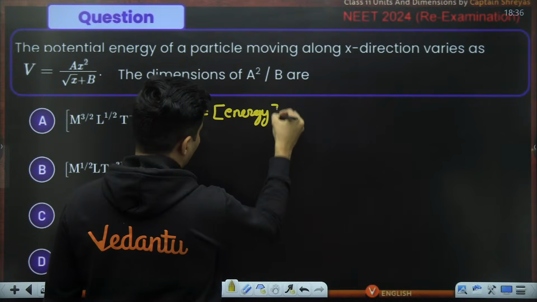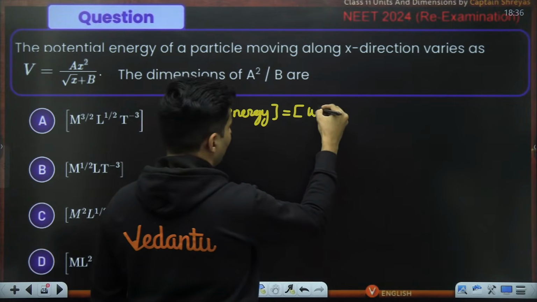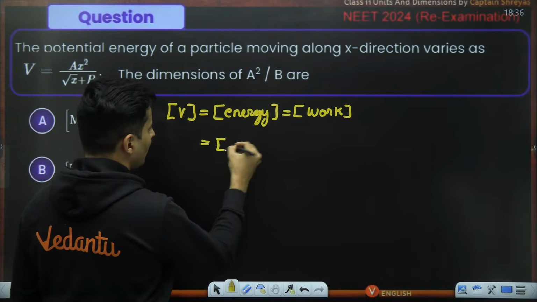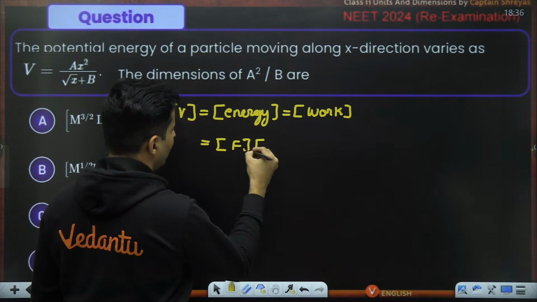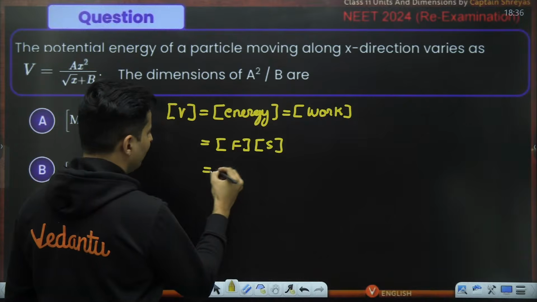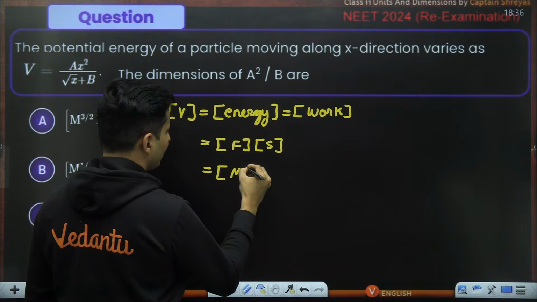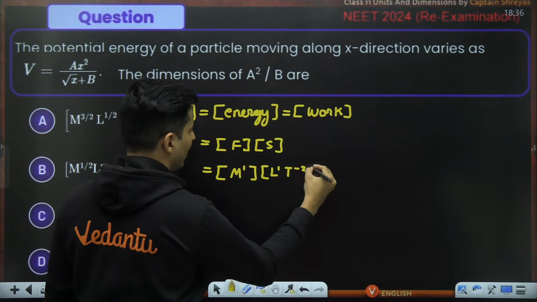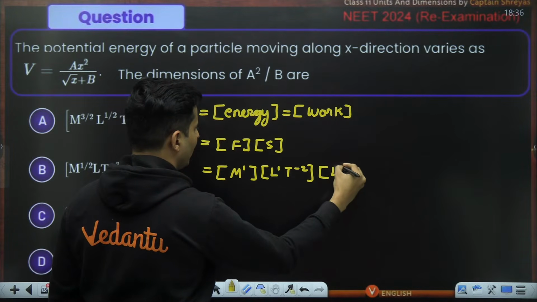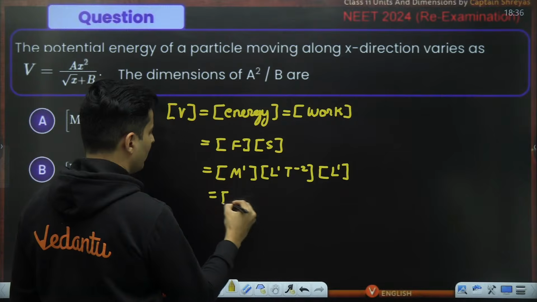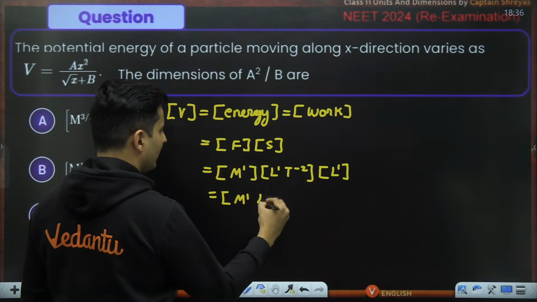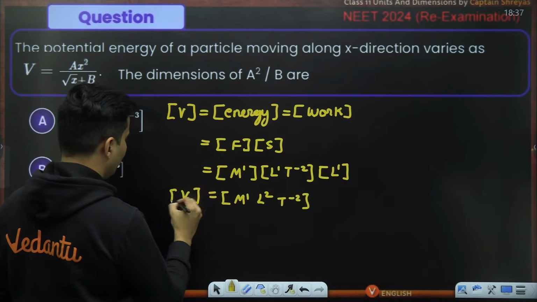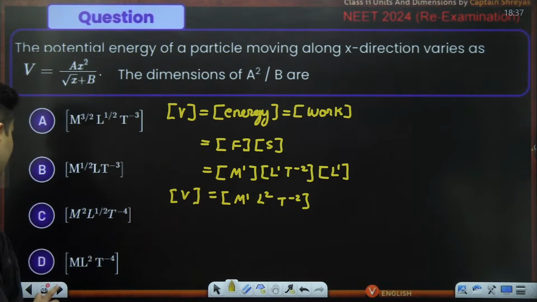The dimensional formula for energy, if I know the formula for work, I am done, because work and energy have the same unit, same dimension. Work is force multiplied by displacement. Force, I know, is mass into acceleration. Acceleration is length raised to 1, T raised to minus 2. Displacement is nothing but length. So this will just become M raised to 1, L raised to 2, and T raised to minus 2. So that is the dimensional formula for energy. Okay, we'll keep this aside.